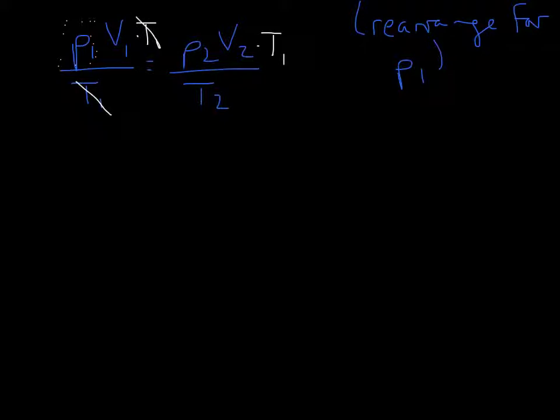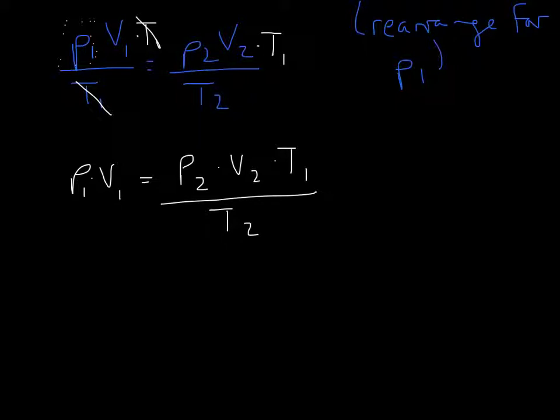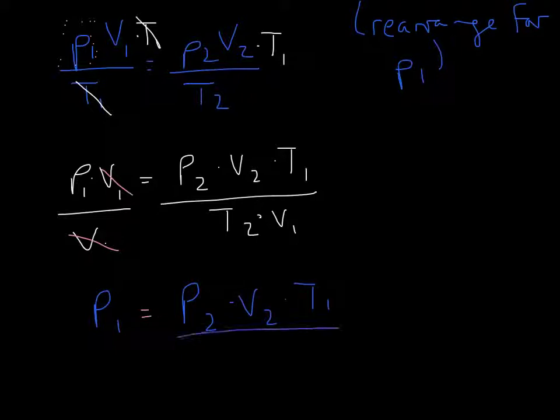These two cancel out. So now I have P1 times V1 equals P2 times V2 times T1 over T2. P1's still not by itself, so I'm going to divide by V1. These two cancel out. I'm going to get my final of P1 equals P2 times V2 times T1 all over T2 times V1.